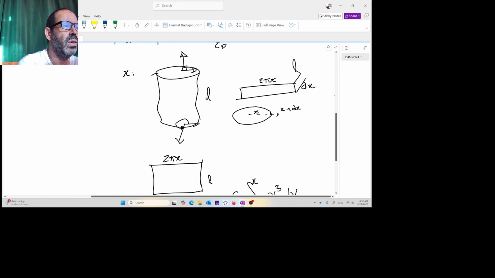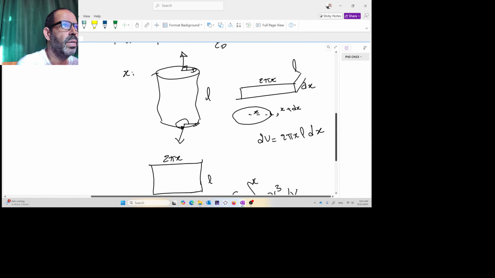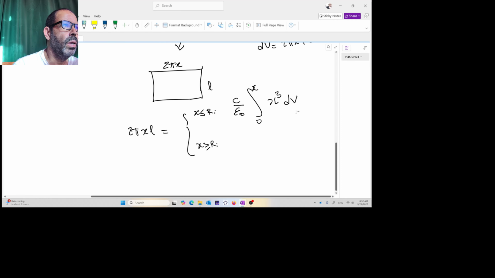So the element of volume is going to be dV in this case. In either case, it is going to be 2 pi x L dx. It's this area, which is 2 pi x dx, times L. So that's the dV in here. And again, the same thing: this expression is going to be c over epsilon naught, but the integral stops at r when x is greater than or equal to r, because that's the charge enclosed. It goes all the way to r.